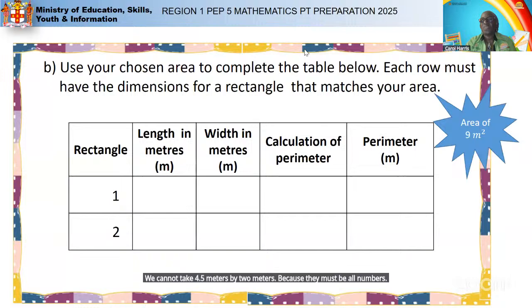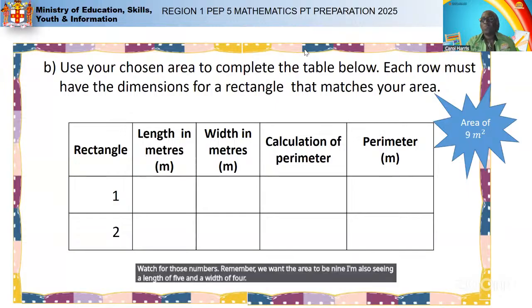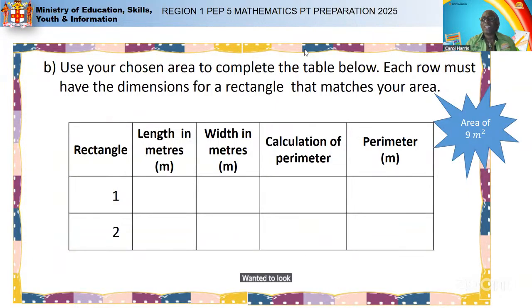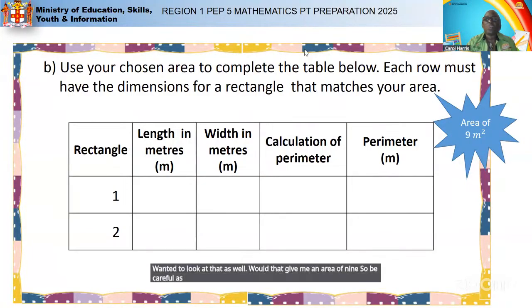So I'm seeing a length of 4.5 and a width of 4.5. Watch for those numbers. Remember, we want the area to be 9. I'm also seeing a length of 5 and a width of 4. Wanted to look at that as well. Would that give me an area of 9? So be careful as you choose what we call the dimensions, the lengths and the widths.